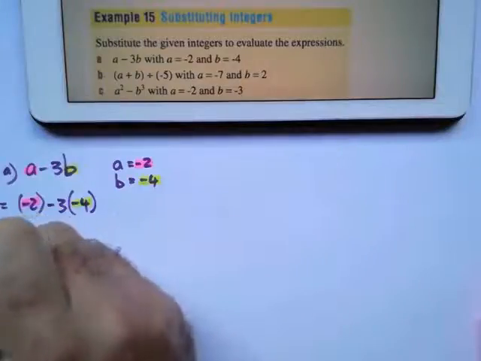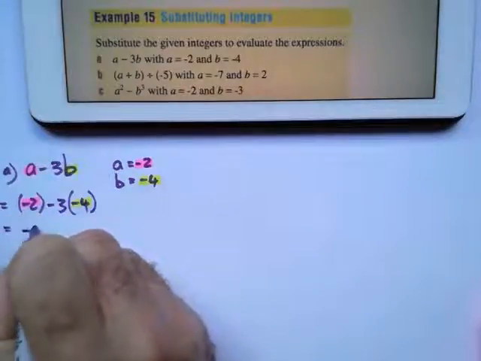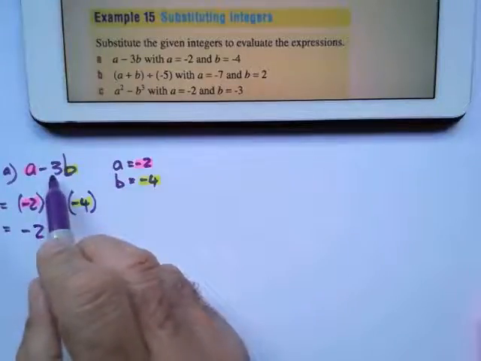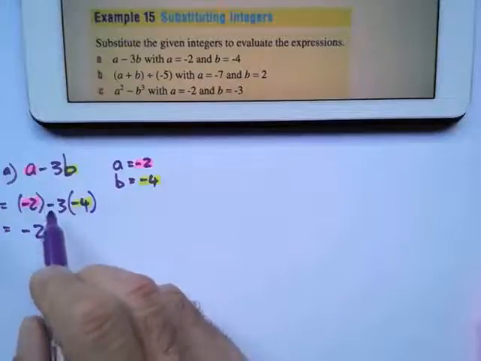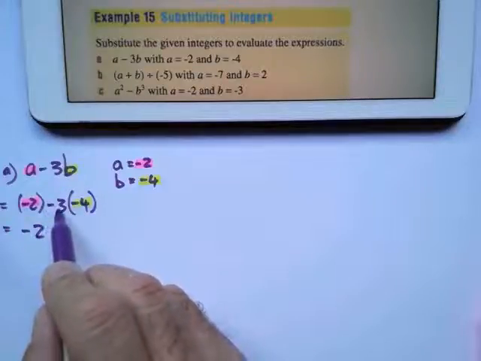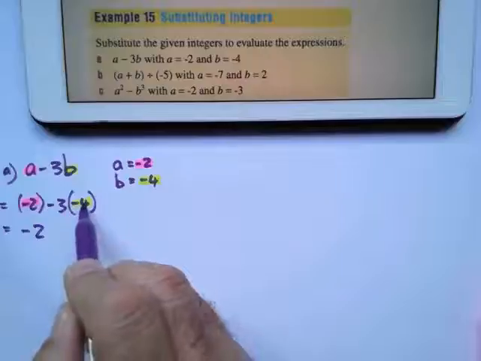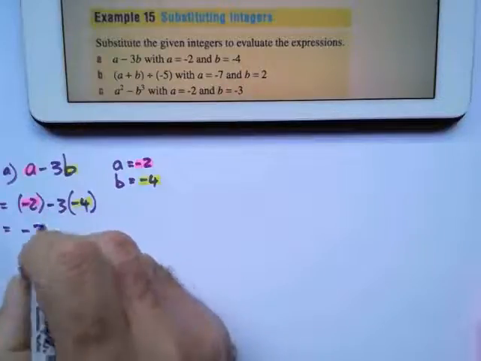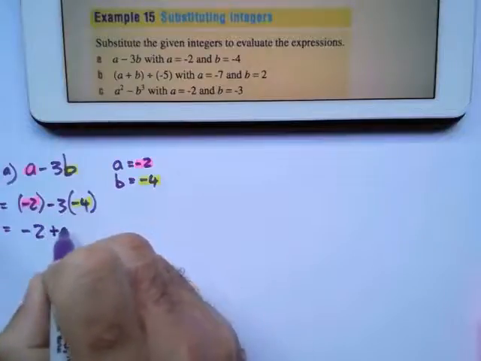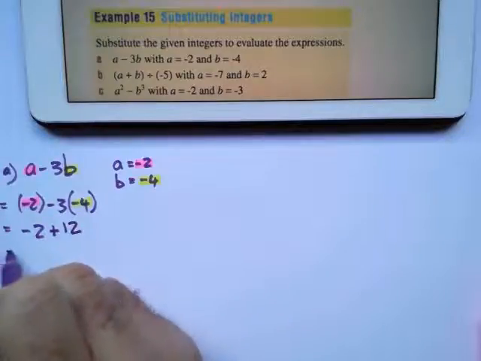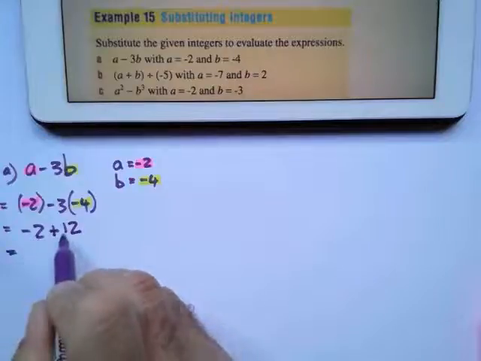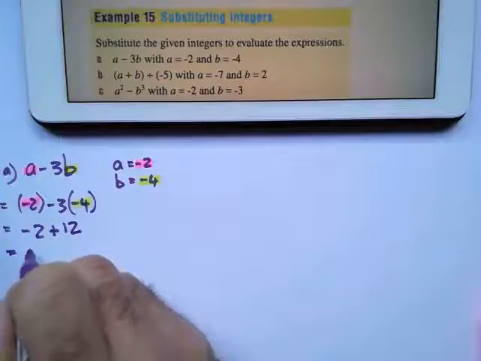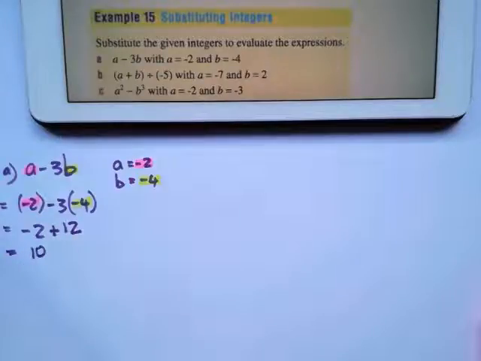So this is going to give us negative 2, and now I have a multiplication because this means 3 times b. So I'm going to say negative 3 times negative 4, because it's 3 times b. Negative times a negative is positive. 3 times 4 is 12. I now simplify negative 2 plus 12. Temperature is negative 2. It rises by 12. It's going to go to positive 10.